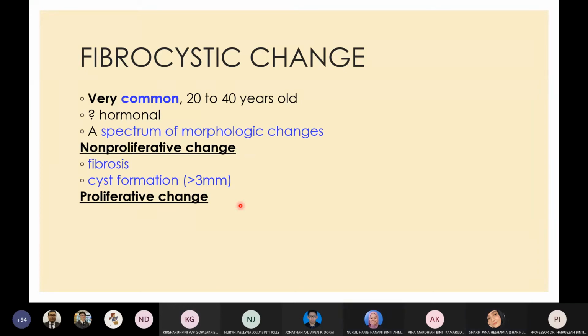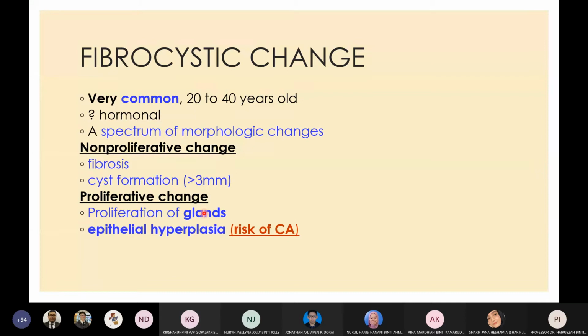Okay, fibrocystic change, 2 categories: non-proliferative, in which there's not much cellular change, and the proliferative ones, the more important one, in which there is proliferation of epithelium and glands. I'll show you some pictures in a while. And this is the part that you have to take note of.